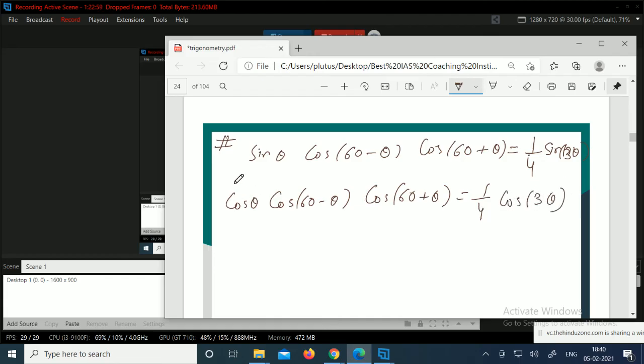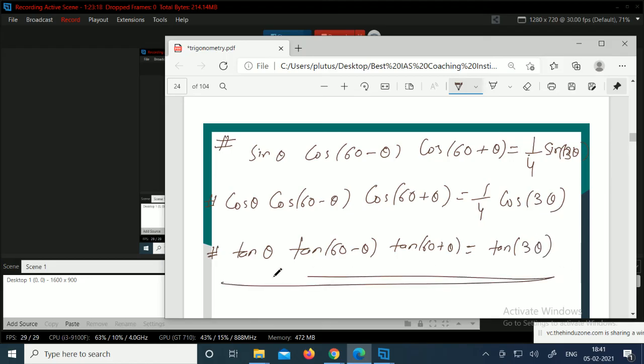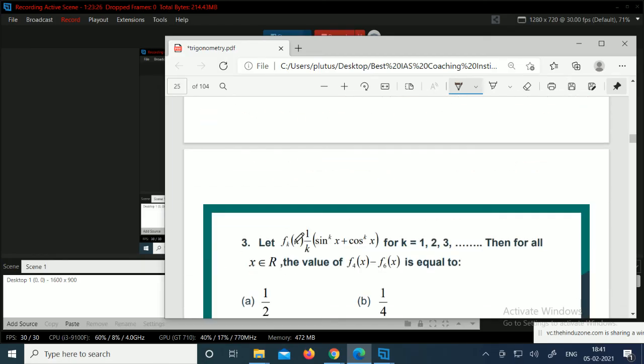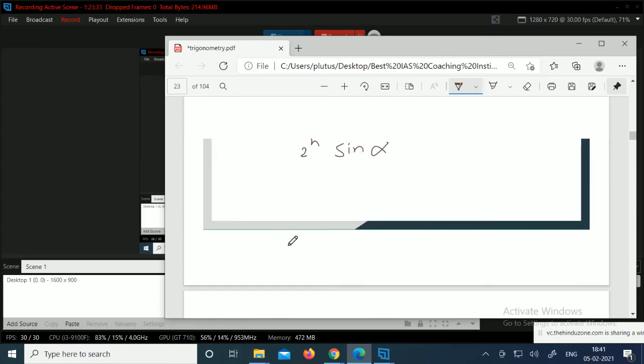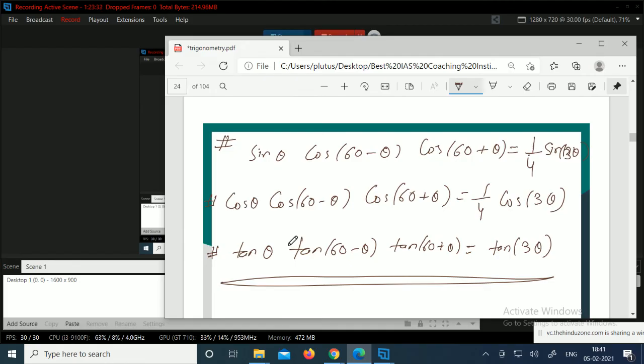Okay, and if I write tan theta tan 60 minus theta and tan 60 plus theta, if I divide both equations, then the 1 by 4 gets cancelled. That is equal to tan 3 theta. These are three identities, three equations. Are you getting these three? Okay. So we have a question. You want to note down? Okay, note down.